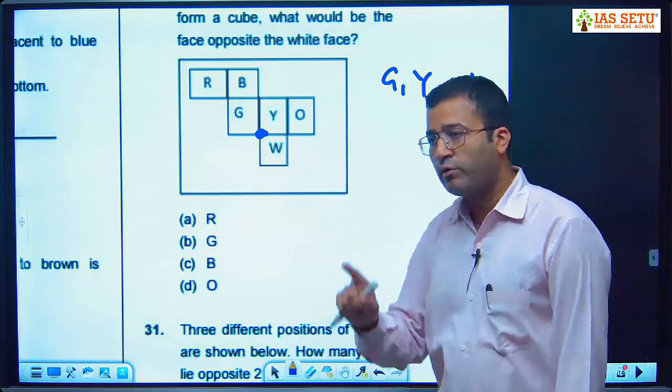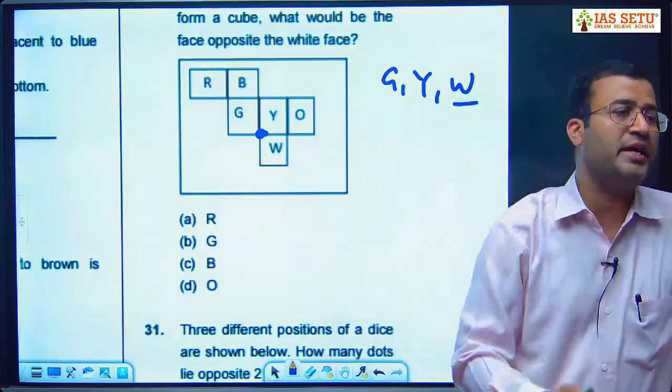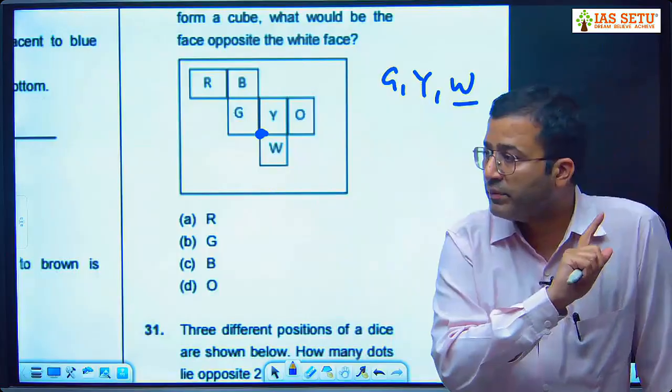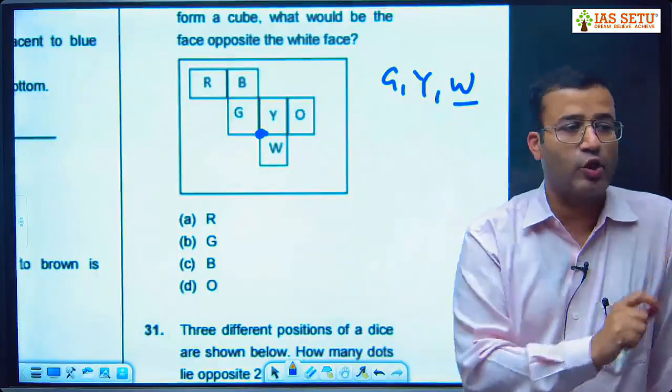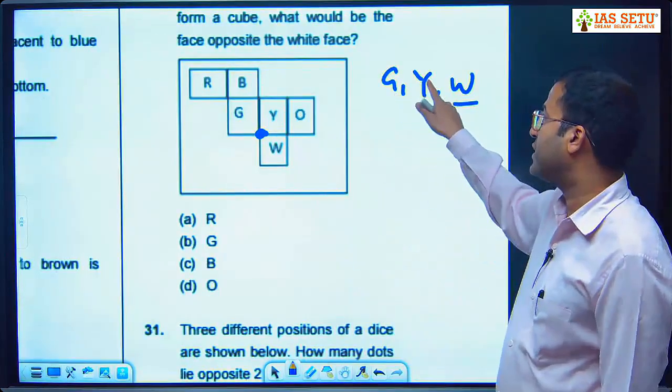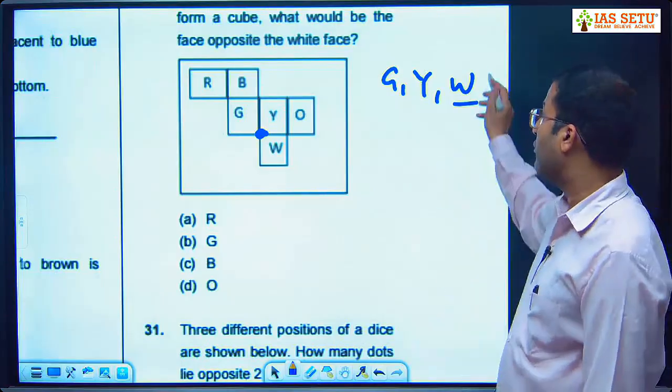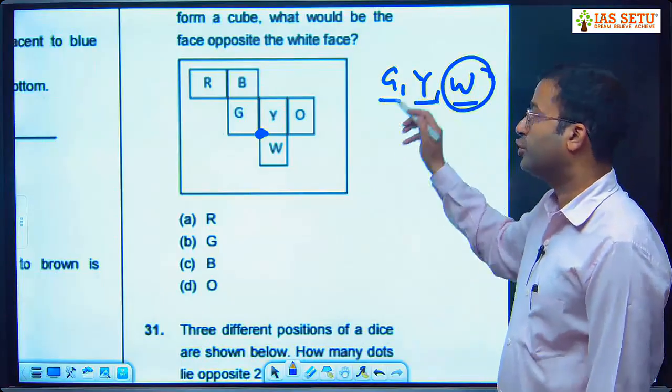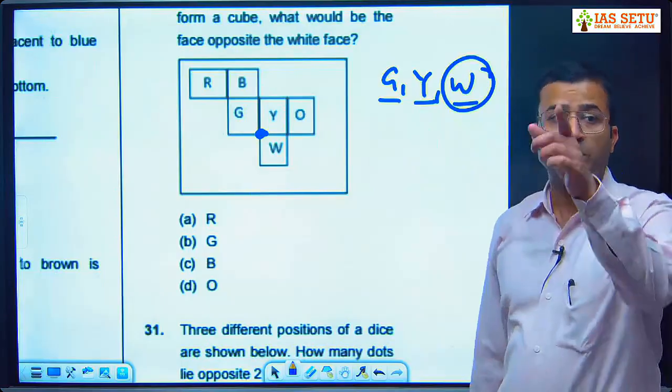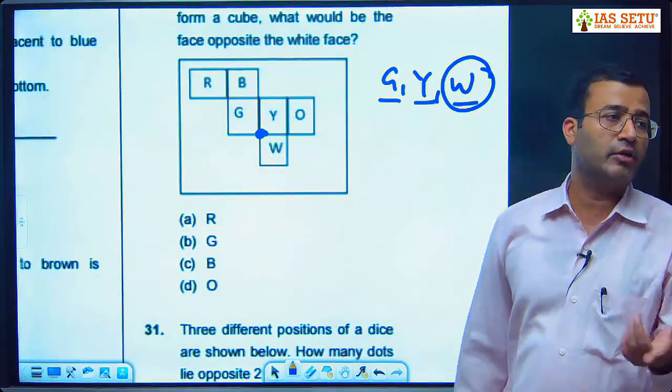If you have a common vertex, those faces have to be adjacent. वो faces कभी भी opposite नहीं होंगे, वो adjacent होंगे. So here we can say green, yellow and white are adjacent. We have to find the opposite of white, so try to make green and yellow common. So green and green cancel, yellow and yellow cancel, you get the answer.